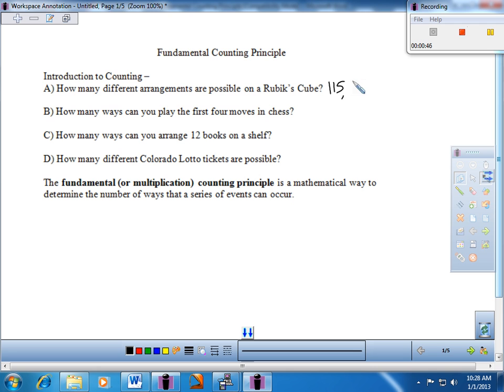How many different ways can a Rubik's Cube be arranged? I have 115 trillion, 880 billion, 67 million, 72,000. That is absolutely amazing. So all the different arrangements on a Rubik's Cube, that's how many are possible. Okay, next one, again, just introduction, nothing else here. Letter B, how many ways can you play the first 4 moves in chess?